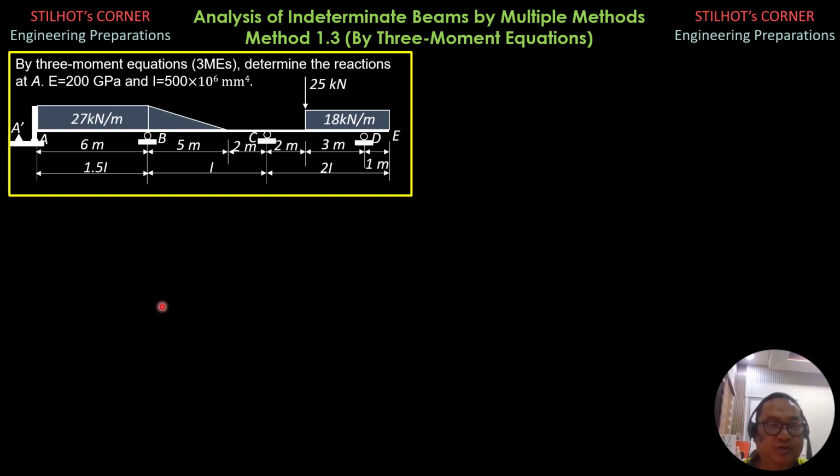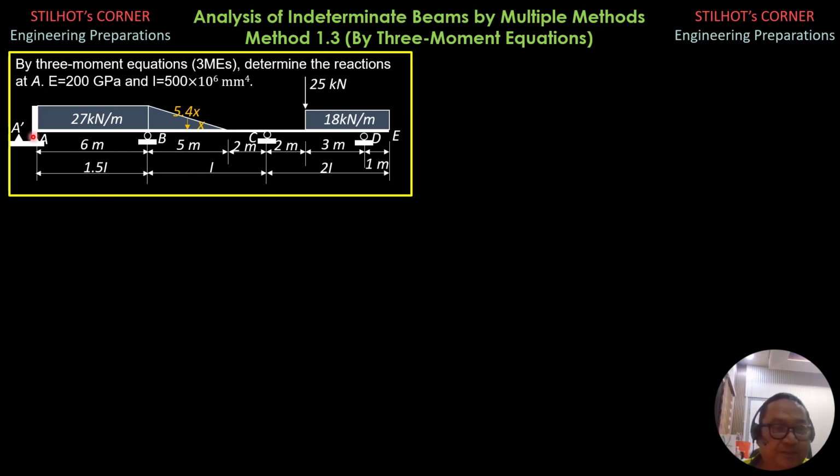So this would be the diagram, and the intensity of the loading, if we choose this as x, is 5.4x. Intensity as to x equals 27 as to 5. So that's why that's 5.4x. 27 over 5 is 5.4.